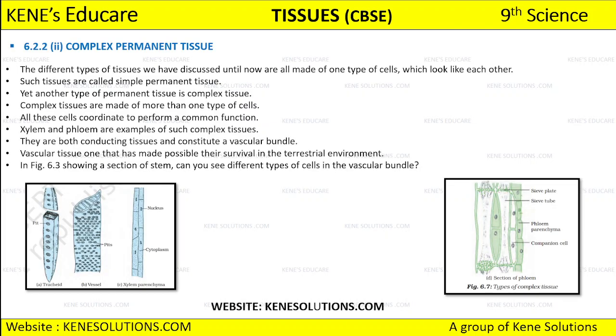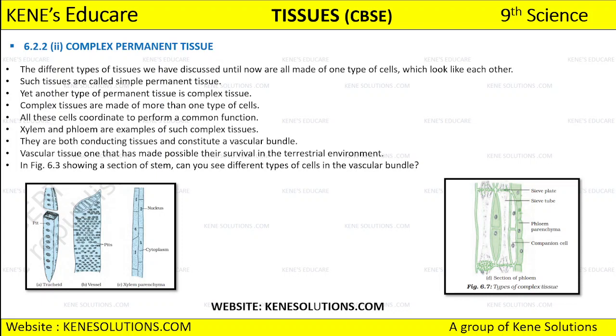Last class we discussed complex permanent tissue. Until now, when we were discussing simple permanent tissue, the tissue was made up of only one type of cell, and all the cells looked like each other; such tissues we call simple permanent tissue. Then we have another type of permanent tissue which we call complex tissue. It is called complex tissue because it is made up of more than one type of cell. The tissue made from more than one cell, different types of cells, we call complex tissue.